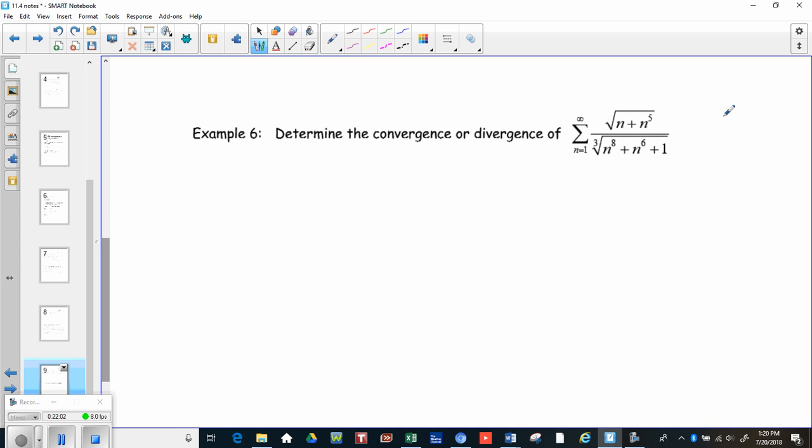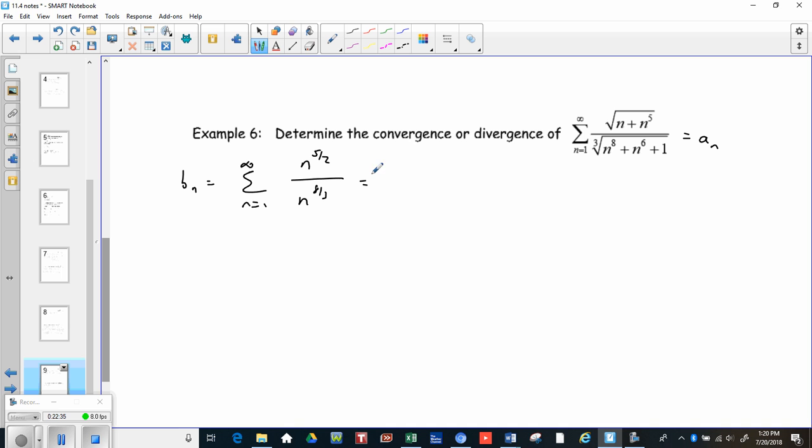You just have to be careful because it's not always that the dominant term is written first. It usually is, but in this case, the n to the fifth up here is really the dominant term. But remember, it's a square root of that. So our dominant term on the top for our b sub n is going to be an n to the 5/2. The dominant term in the bottom is this n to the 8th right here, but it's the cube root of that, so it's n to the 8/3.